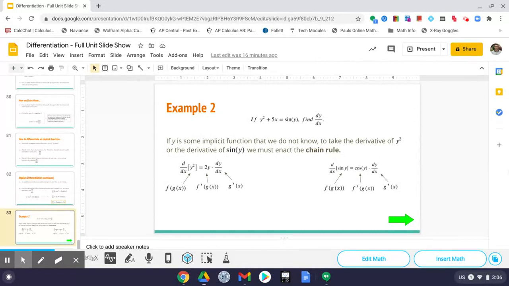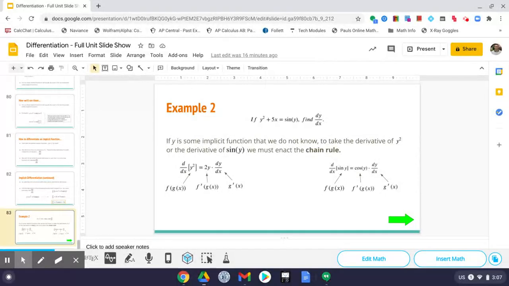Move over to sine y. Exact same idea, right? I'm going to use sine y as a composite function where sine of x is the outside function and y is the inside function. The derivative of sine is cosine. I'll keep my original input, which was y, but then I'll multiply by the derivative of the input and get dy dx as that g prime of x piece. So the derivative with respect to x of sine y is cosine y multiplied by dy dx.